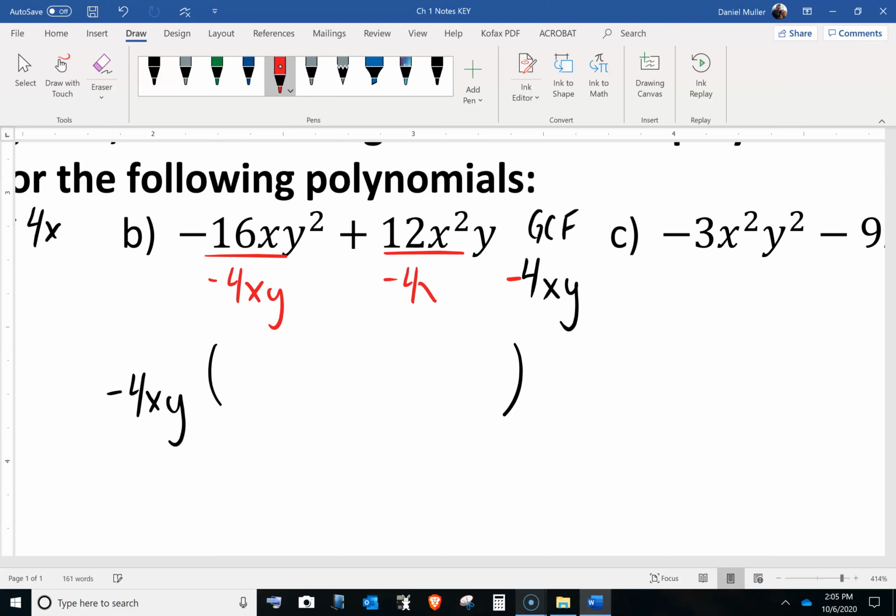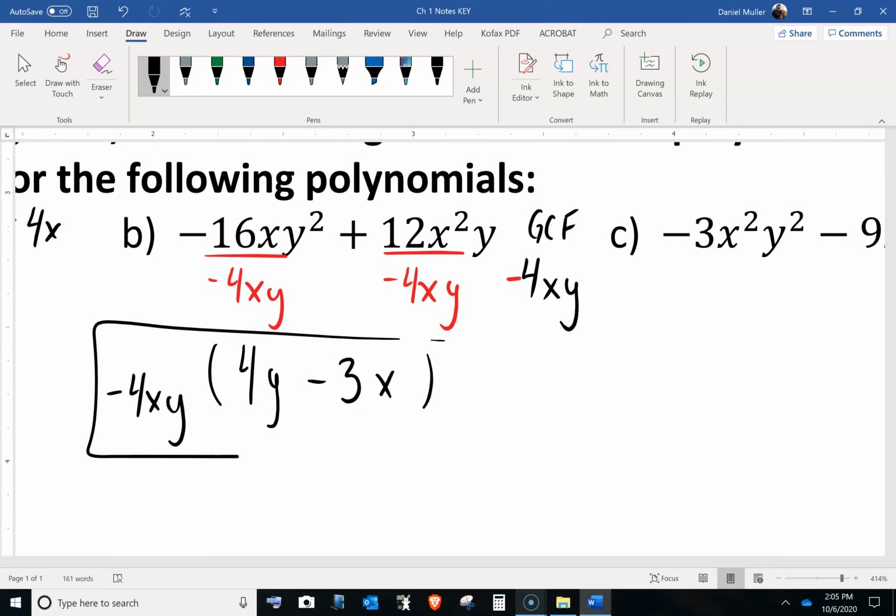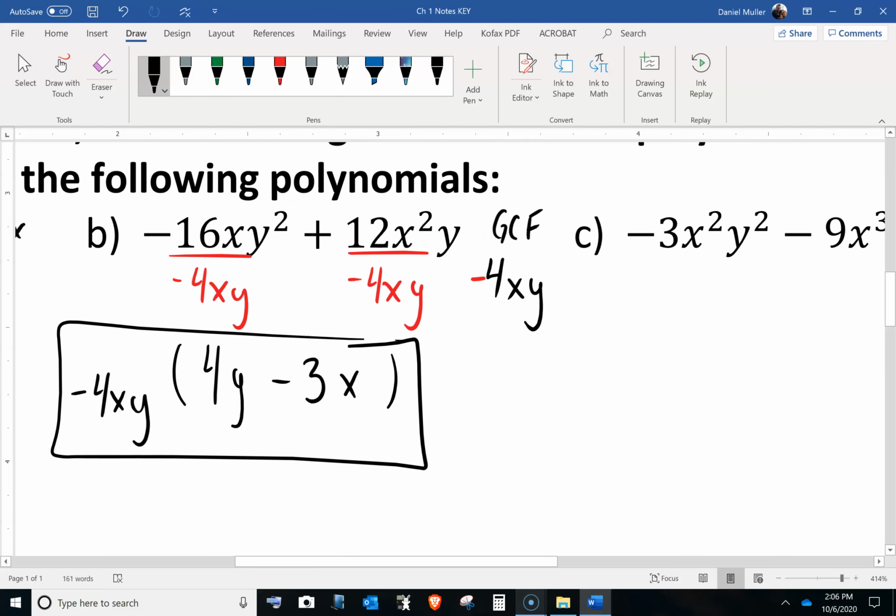Negative 4xy. Now, negative 16 divided by negative 4 is 4. There's 1x and 1x, those will cancel. There's 2 y's on top, 1 on the bottom, so there's going to be 1 left over on top. Now, 12 divided by negative 4 is a negative 3. There's 2 x's on top, 1 on the bottom, so we'll just have an x. And then y's 1 on each, so those will cancel out. So this is considered factored. We've taken out the greatest common factor.